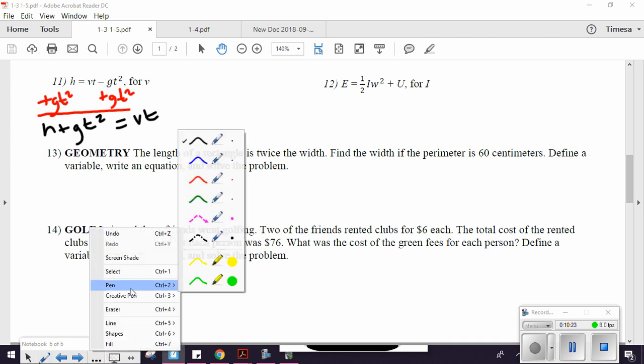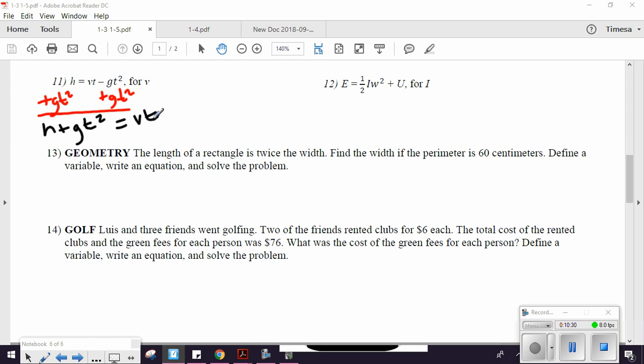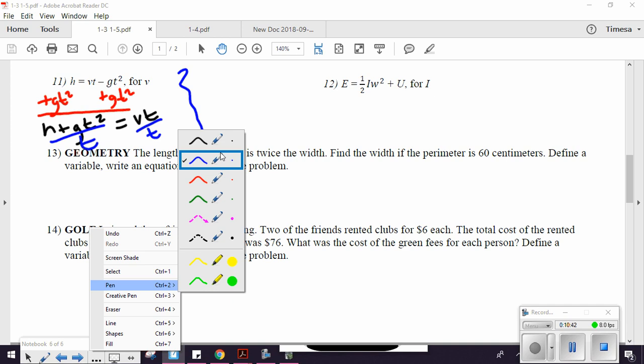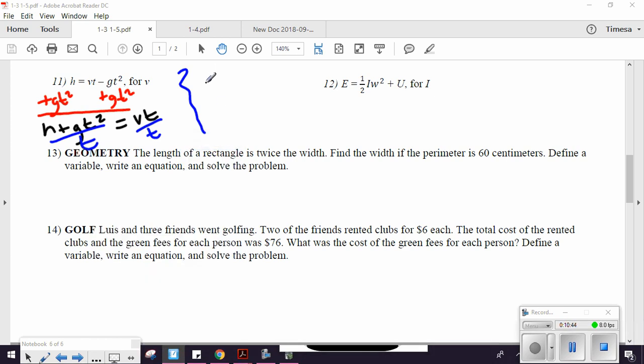So again, when you have two variables or a number and a variable side by side, they're together because of multiplication. So if I want v to be left alone, I would have to divide both sides by t. So now v is by itself, so the final result would read h plus gt squared over t is equal to v.